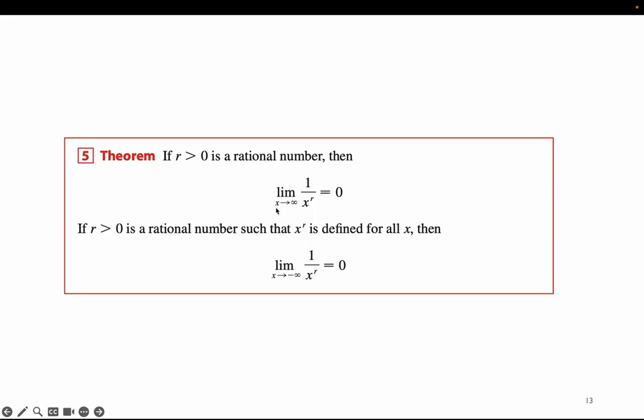And then here's one more theorem. It turns out that if we have a rational expression like this, 1 over some power of x, where the power r here is positive, then when x approaches infinity, this term will get so big that eventually this limit will be 0. This is true for all positive r, so this limit is always going to be 0.